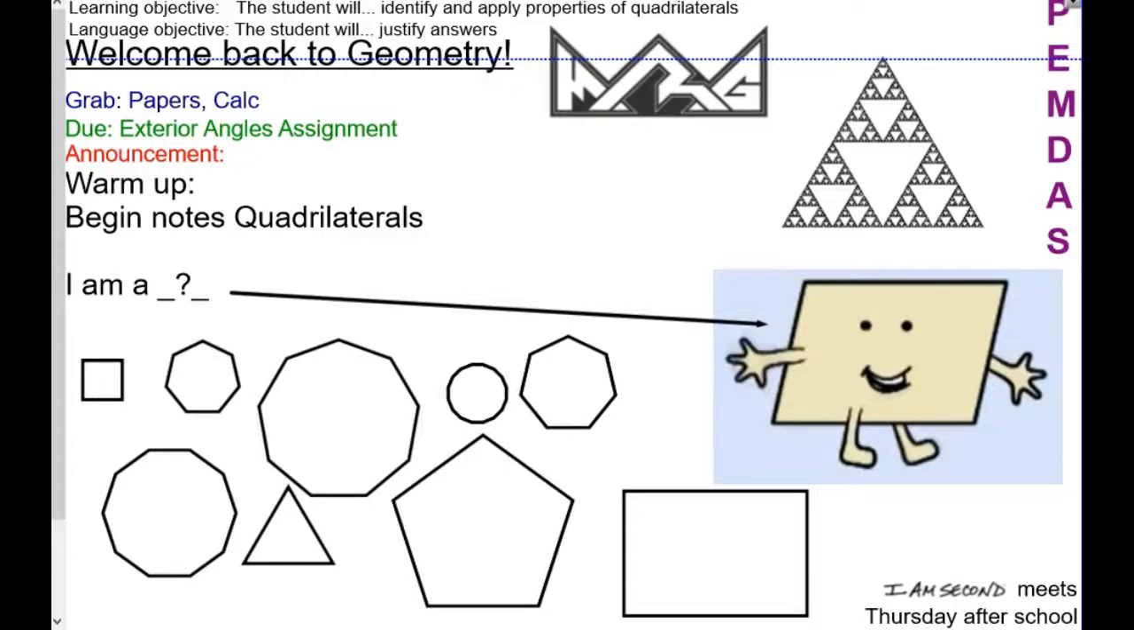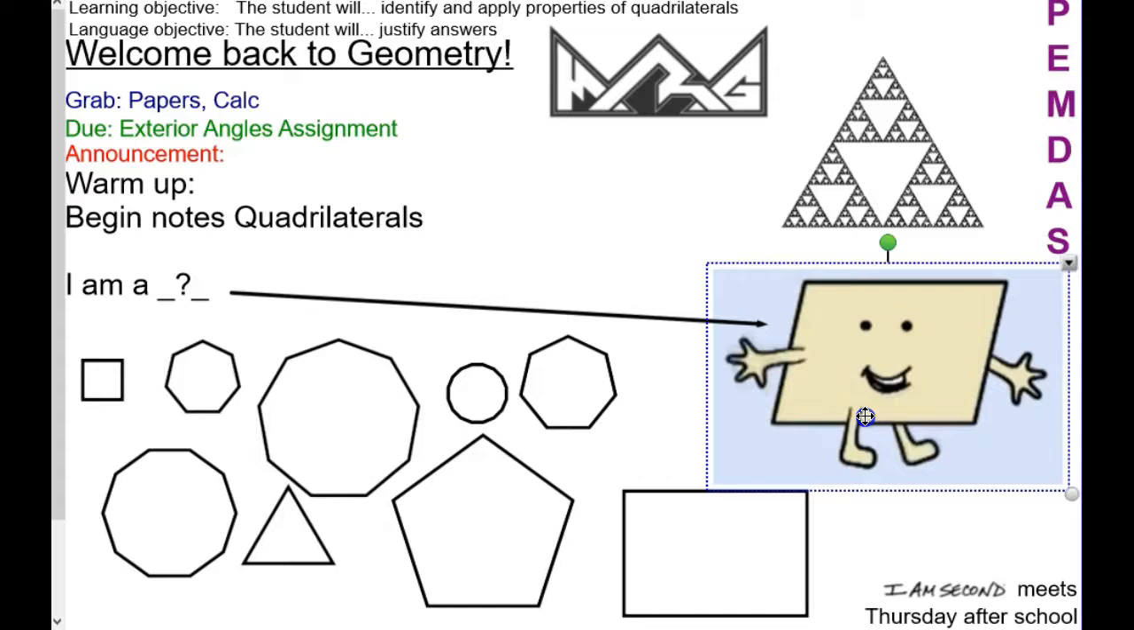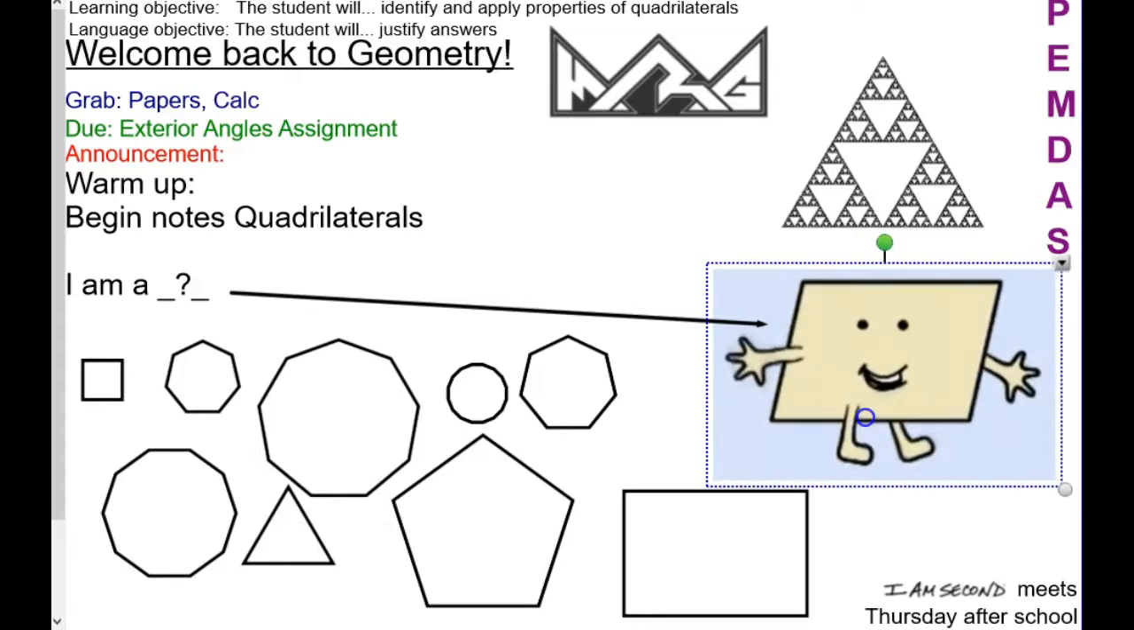All right, so everyone's favorite song we just experienced. I am a parallelogram, right? All right. If you don't know what it is, look it up.